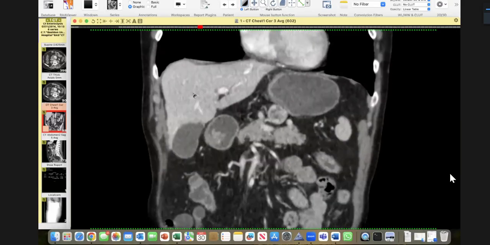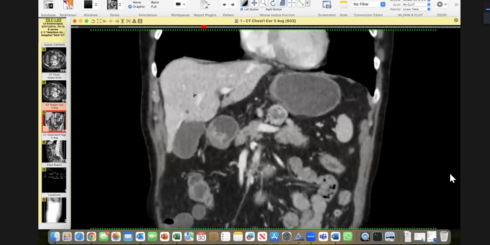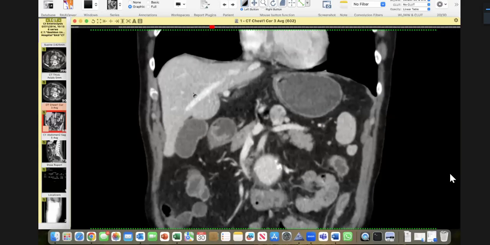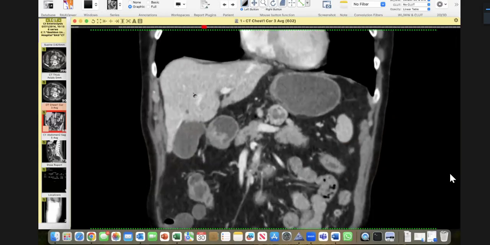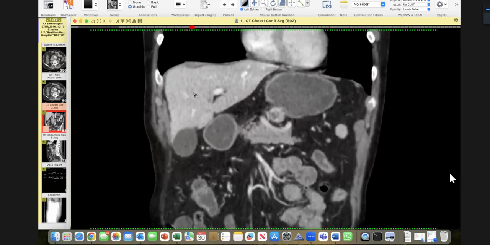And I'll review the previous images as well to look if it's a new pathology. I'll discuss my findings with the referring physician, and this case needs discussion in MDT as well for further management.